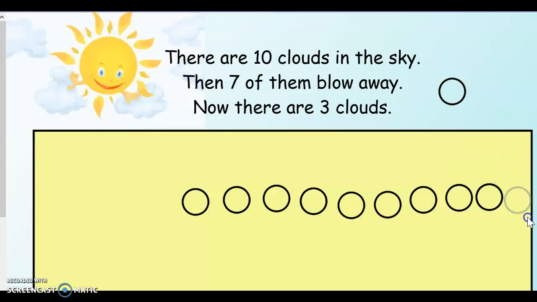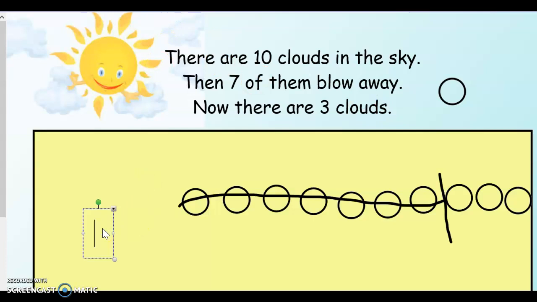Okay, here's our 10 clouds that we're going to start with. How many of them blow away? 7, so let's count them out. 1, 2, 3, 4, 5, 6, 7. Draw the break apart. They're blowing away. We're subtracting them. Cross them out. Now there are 3 clouds. Yep, that's just what our story problem said.